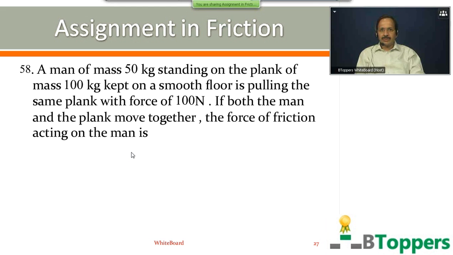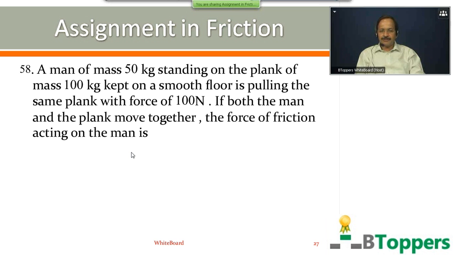So next I am going to discuss the solutions of the next three questions, 58, 59 and 60, one after another. After that I will be showing another 9 questions, probably in friction. That is, I will be showing the continuation for the assignment in friction after discussing the solutions of 58 to 60 in this class.